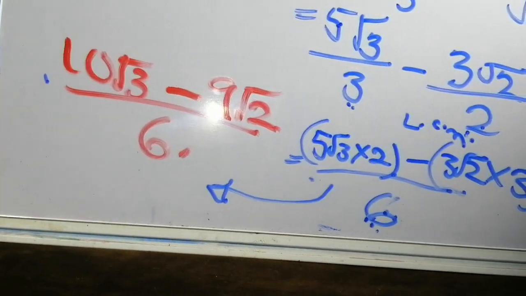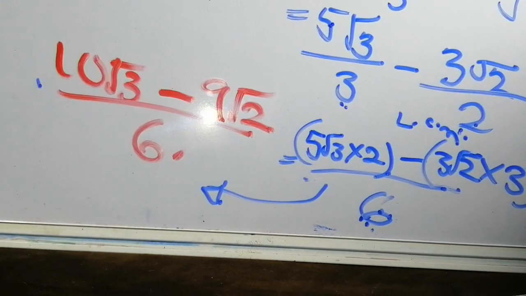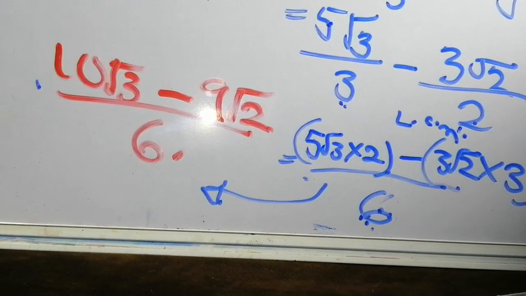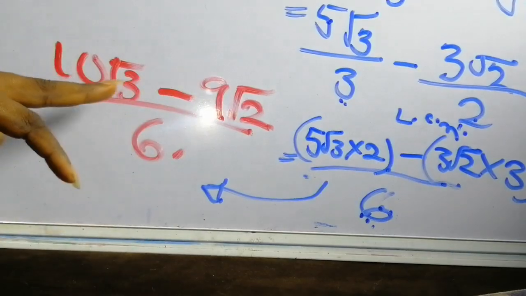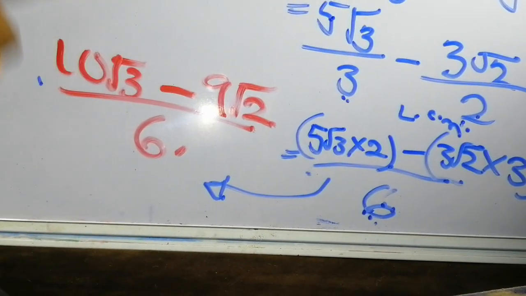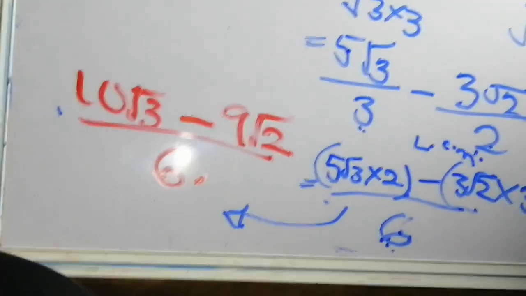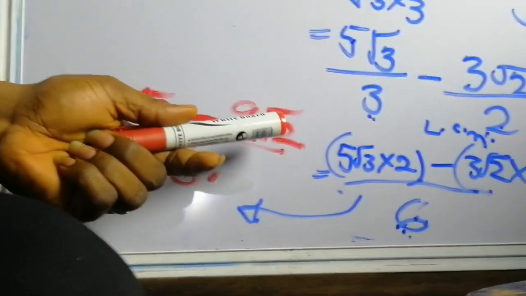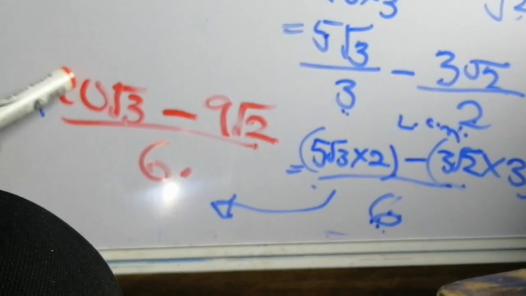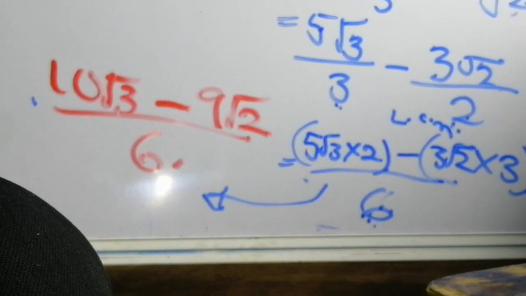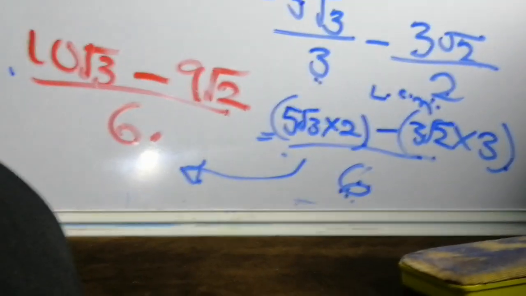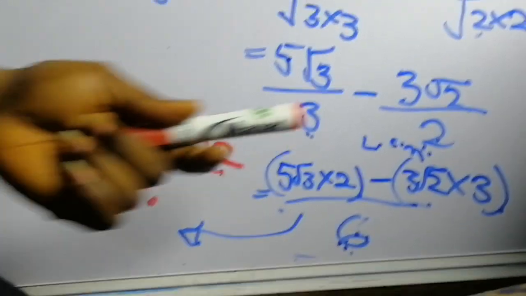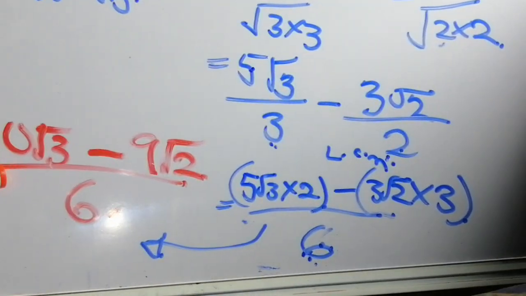So that is that. If you look at it very well, this one is in root 2, this one is in root 3. I've told you before that you can add or subtract under surds only if they have the same number inside the surd. Let's assume this one is root 3, this one is also root 3, then you can subtract 10 minus 9. But because they are not the same, you leave the answer as this.